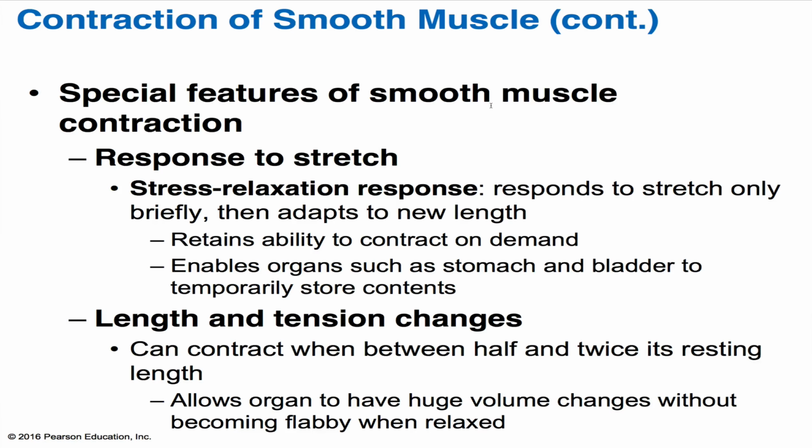Smooth muscles can contract when stretched anywhere from twice to half its resting length, and this capability allows the hollow organs to tolerate this tremendous change in volume without becoming flabby when they empty.